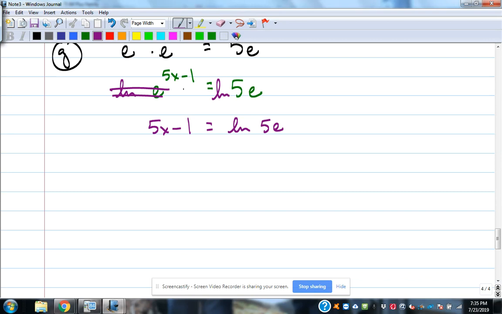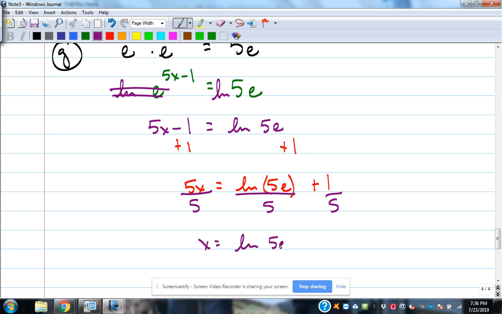I can get x by itself now, right? Because I've got just x's over here, and things that don't have x's over here. So I'm going to add 1. That's going to be 5x equals natural log of 5e plus 1. And then I'm going to divide everybody by 5. X equals natural log of 5e over 5.